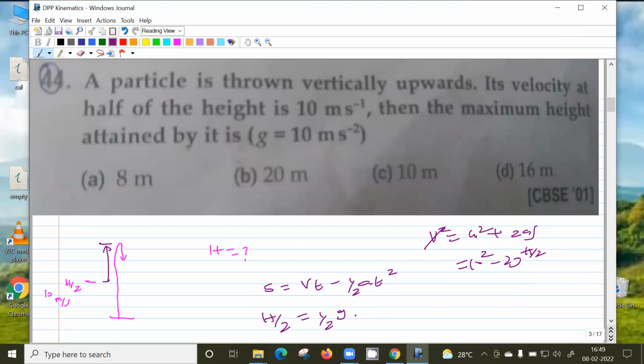So why could you not solve the problem? That's because you didn't draw this figure. First thing is you have to draw a figure. Only then the understanding of the problem will become easier.